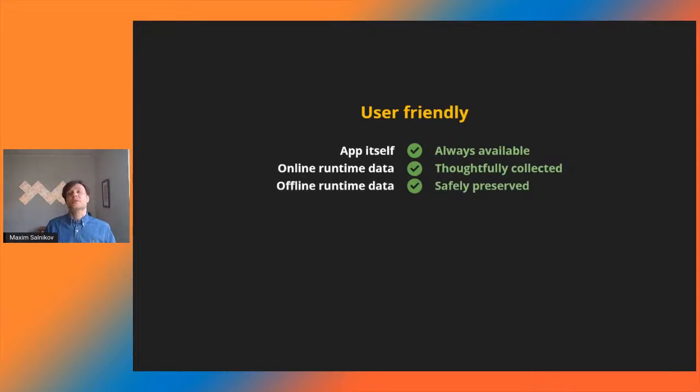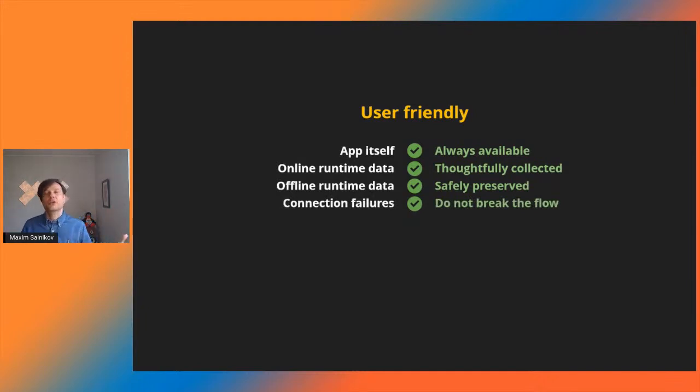If our users generate some data while they are offline, intentionally or unintentionally, we have all the tools now to carefully save this data and propagate it to our servers automatically. And in the big picture, connection failures and this jumping back and forth between online and offline should not break the user flow and should not affect it too much.